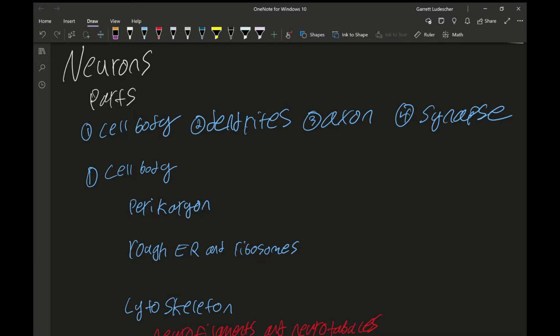All right, now we're going to be going over parts of the neuron. I like to break it up into 4 parts. We got the cell body, dendrites, axons, and the synapse.